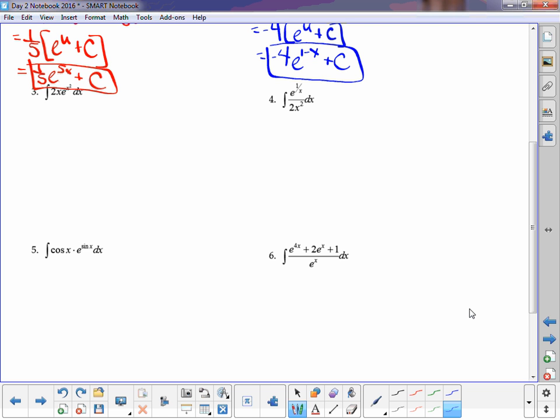What is the derivative of 1 over x? Ooh, how about this? How else could I rewrite 1 over x? x to the negative first. What's your derivative of x to the negative first? Negative 1 x to the negative second, right? Don't we have that x to the negative second sitting down there and down there? So that's good. We see its derivative represented. All right. So try number 4. And again, we established that u should be that.